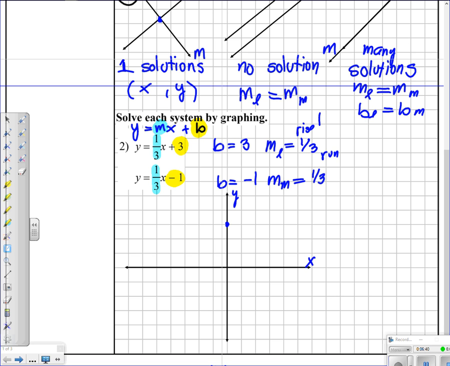The rise moves you up or down. If it's positive, you go up. If it's negative, you go down. If it's zero, you stay there. And the run moves you sideways, positive, negative, and zero. So if my rise is 1, go up 1, because it's positive 1. And my run is positive 3, 1, 2, 3. Now draw a line between those points, and that'll be line L.